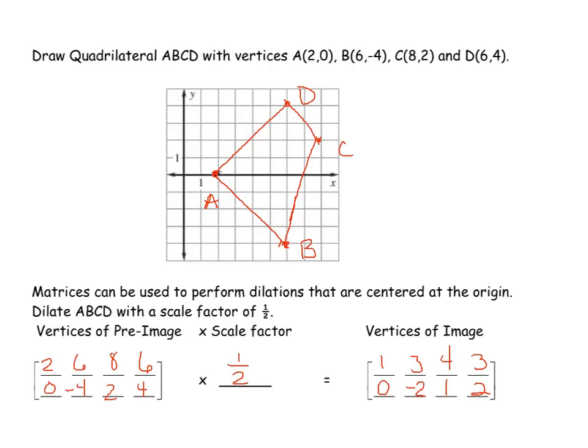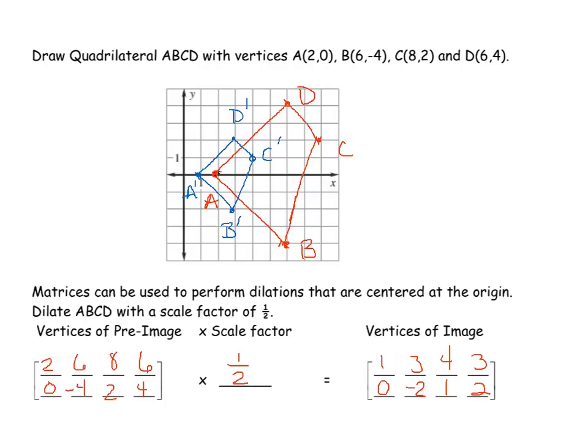So I'm going to go ahead and plot those. All right, so I've got it plotted now, and you'll notice that my new figure is smaller, which is what we expected because our scale factor was a fraction, so it was less than 1, so we expected it to shrink, and every point has moved towards the origin because we were dilating about the origin. And that's basically how a dilation works.